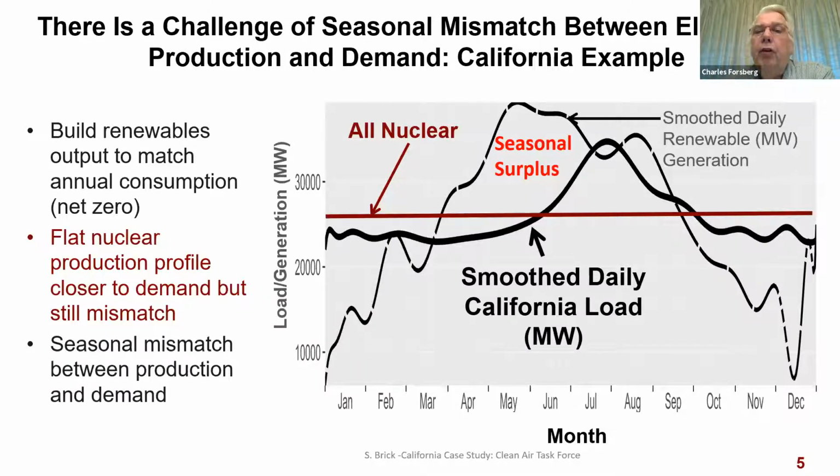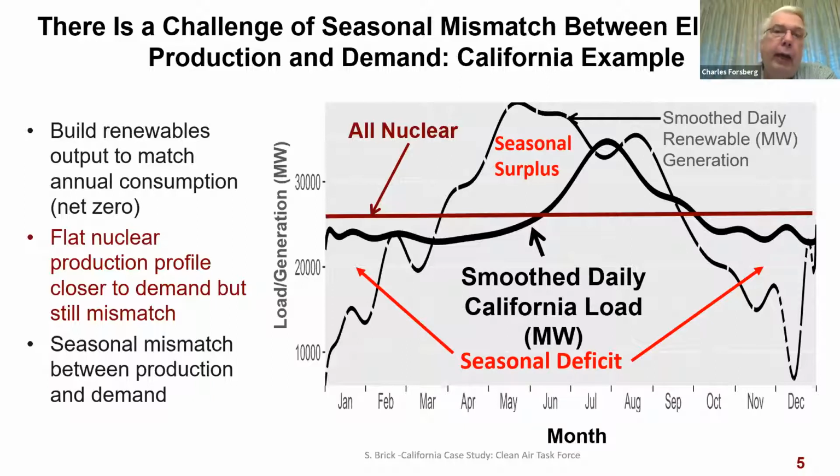In the summer, there's a surplus. In the winter, there is a shortage. So there's a seasonal problem that we must address. Now, if one had an all nuclear system, the match between production and demand would be better, but still there would be a serious mismatch between production and demand on a seasonal basis.